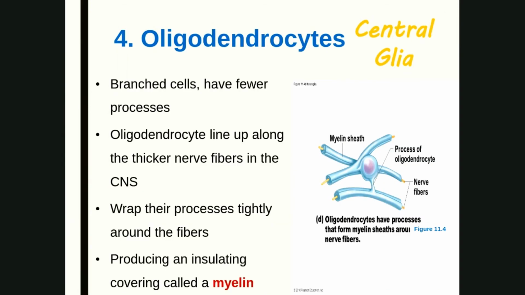Then oligodendrocytes, as I told you, produce the myelin sheath. This is the myelin sheath. This myelin sheath is produced by oligodendrocyte cells.